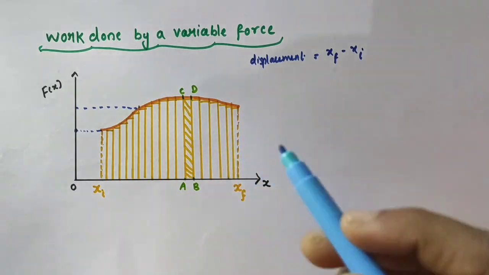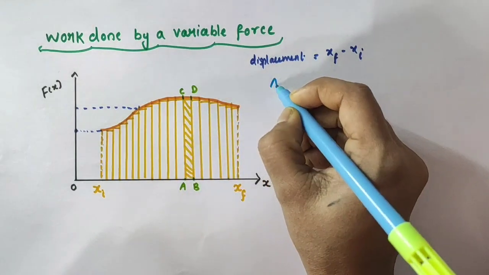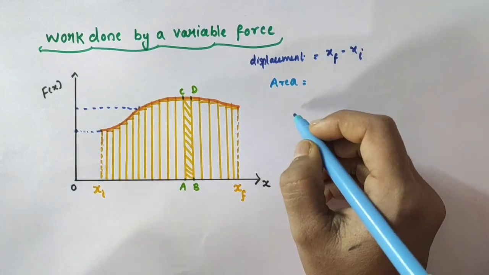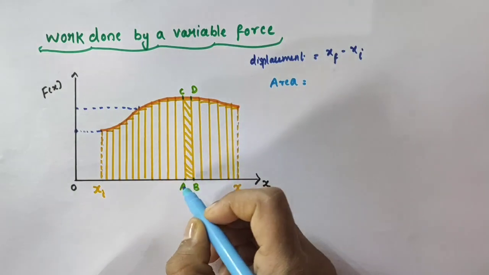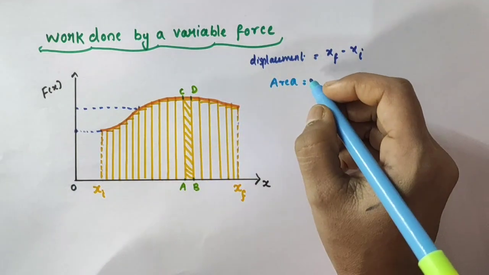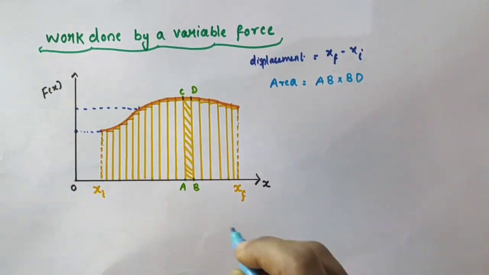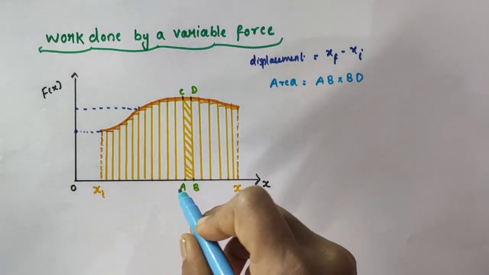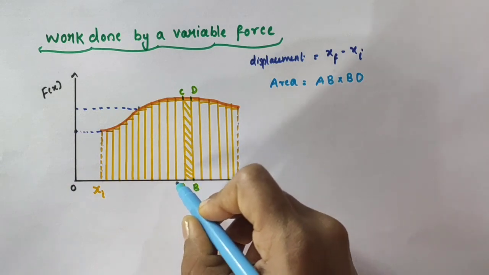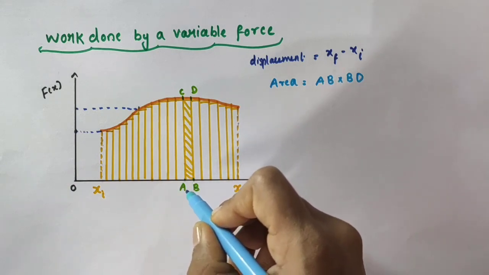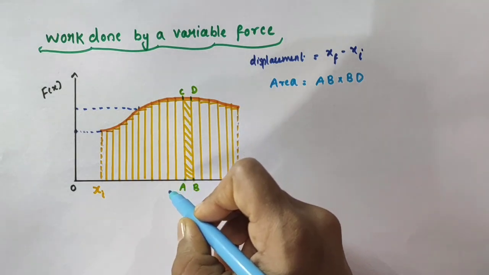Now how can we find the area of this rectangular element? Area is equal to length into breadth, so we can write it as AB into BD. One side into the other side will give you the area. See, AB is actually the difference between the two positions A and B, so we can consider AB as the displacement, final position minus initial position.